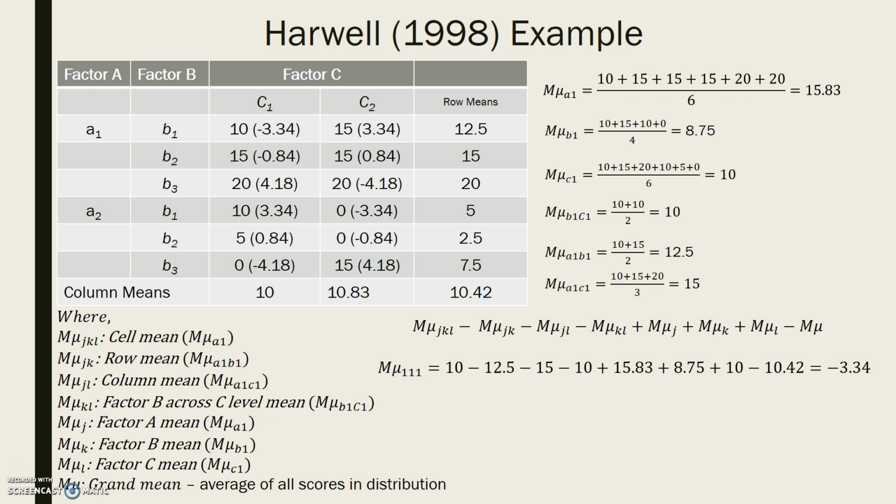And so what we're essentially doing is from each cell mean, we're subtracting the row mean, the column mean, also the factor, in this case factor B, across the C level means. Then we would also subtract the mean for factor A, the mean for factor B, the mean for factor C, and then we're also taking off the grand mean.